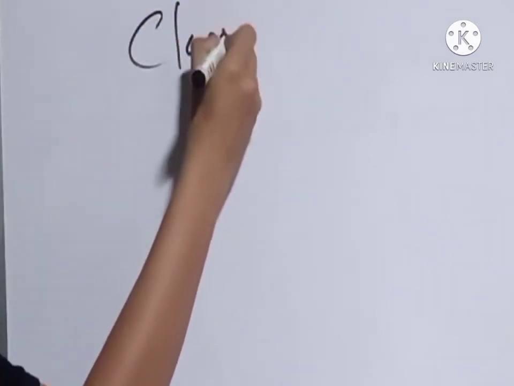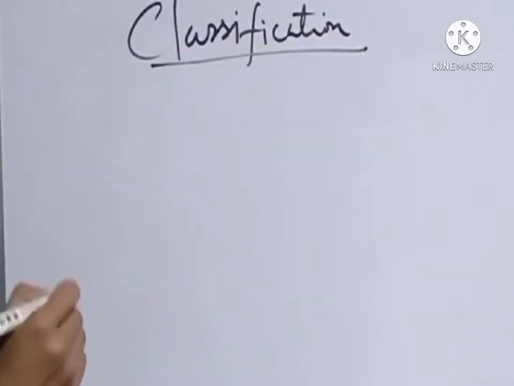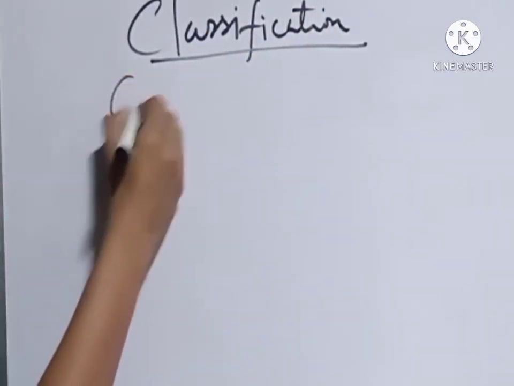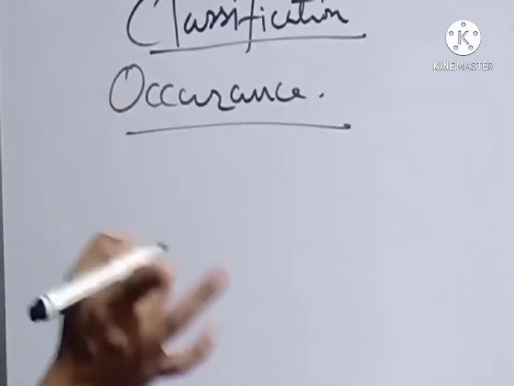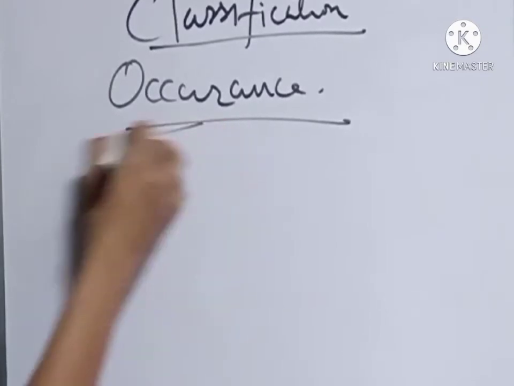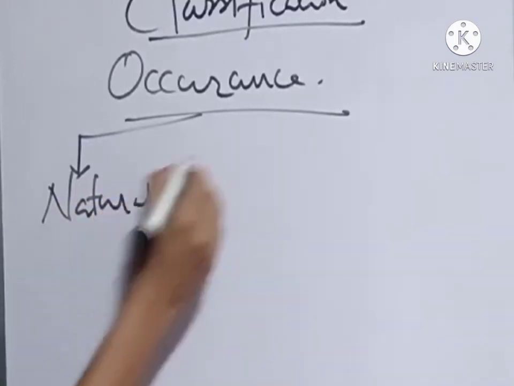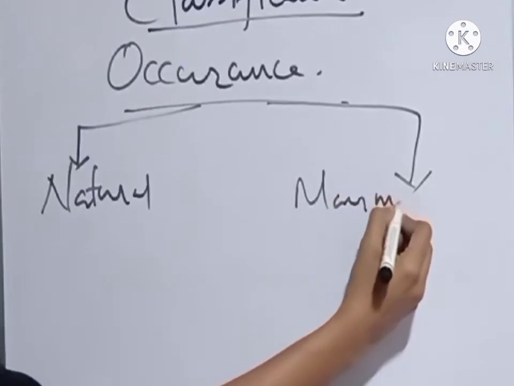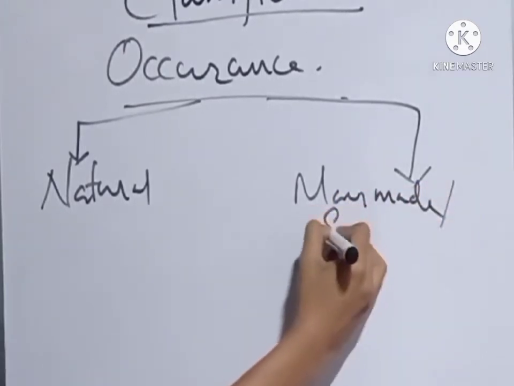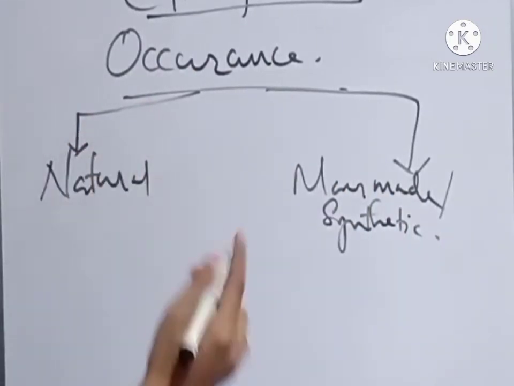Then if we talk about the classifications of polymers, different types of classifications are there. First one, based on the occurrence of the polymers. Polymers are classified as natural polymers, man-made or synthetic polymers, and one more classification is semi-synthetic polymers.